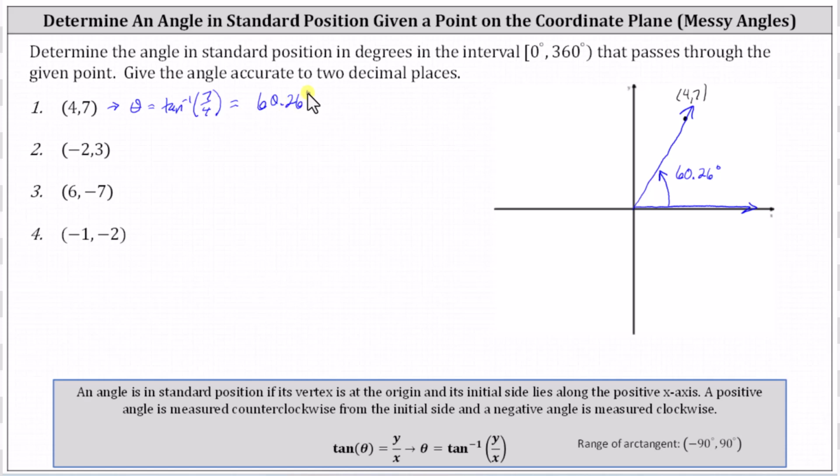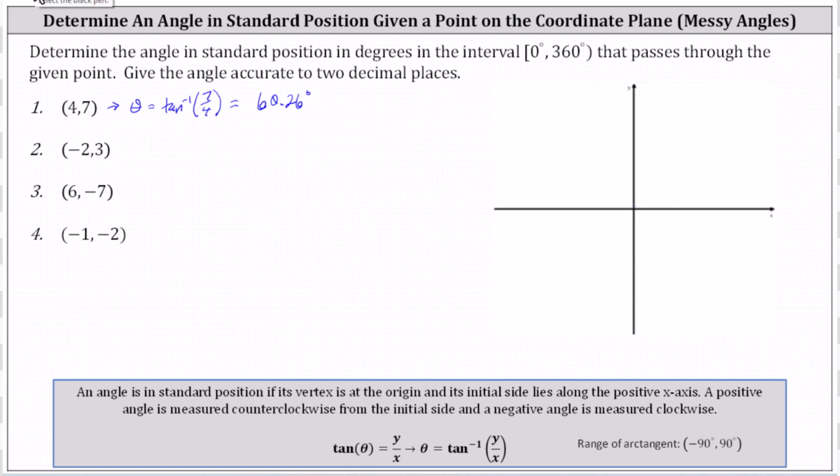Now remember, the output or range of the inverse tangent function is the open interval from negative 90 degrees to positive 90 degrees, which indicates if the angle is not in the first quadrant from 0 to 90 degrees, the calculator is not going to give us the exact angle theta we're looking for, but we can use what the calculator gives us to determine the reference angle, which we can then use to determine the desired angle. So it is always important to plot the angle on the coordinate plane to verify if the angle does terminate in the correct quadrant and is also in the given interval.